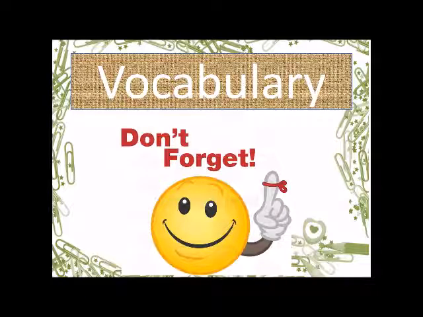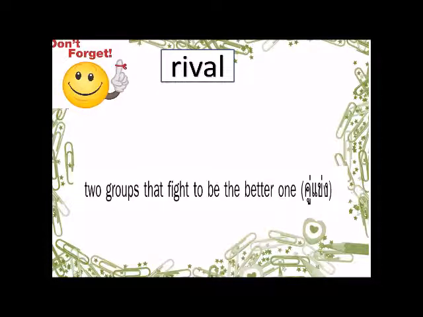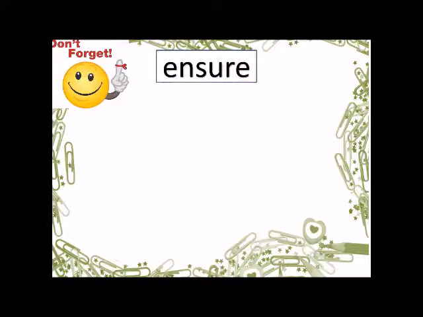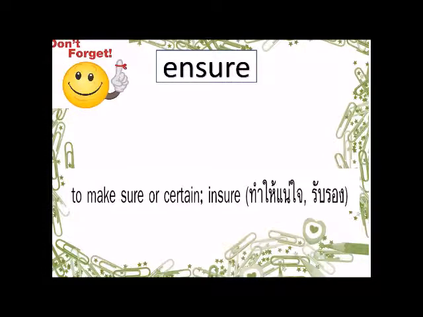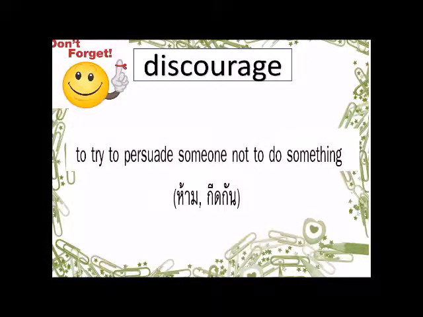Now, for today's vocabulary, we have here rival, two groups that fight to be the better one. That is rival. Next, we have ensure. It means to make sure or certain. Next, discourage. To try to persuade someone not to do something.